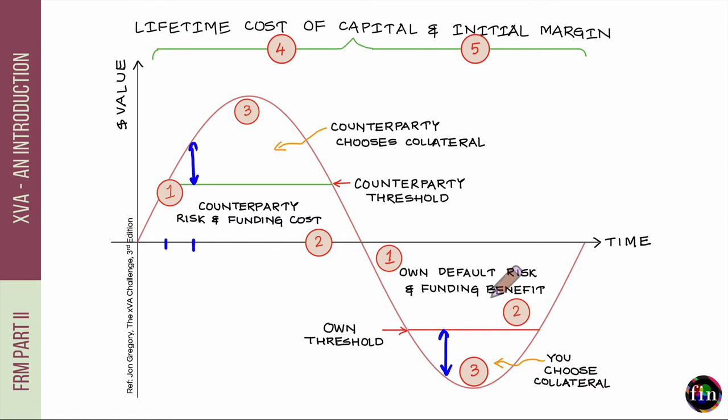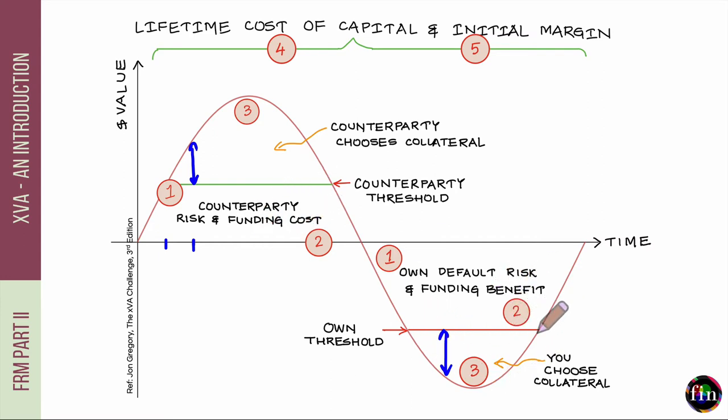Now, coming back to this portion and focusing on the fact that it is uncollateralized tells me that I am saving funding cost for this portion. I do not have to go to the market and borrow money to post collateral corresponding to this portion, and therefore this gives me a funding benefit. Because it is funding related, let's again put it in heading number 2. But do remember, this was a funding cost, this is a funding benefit.